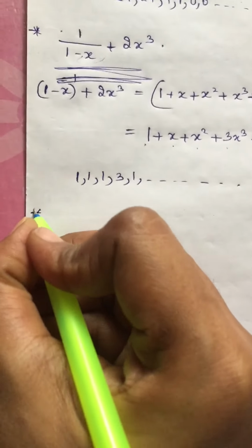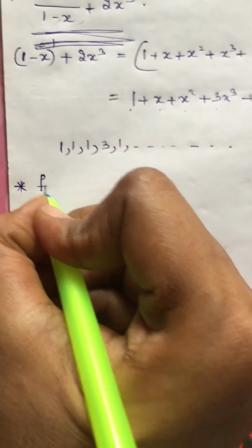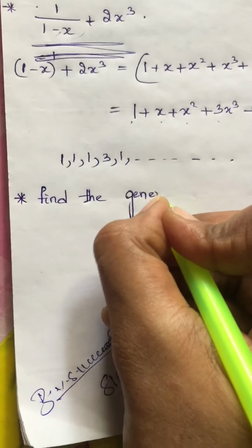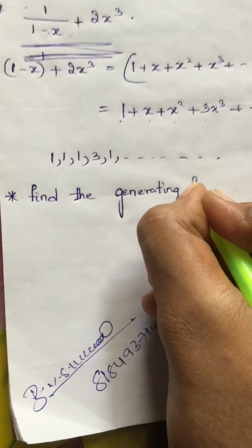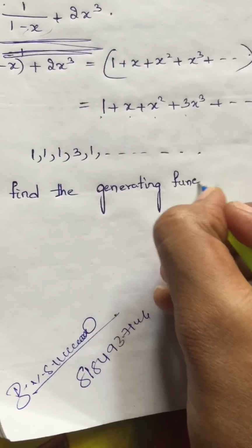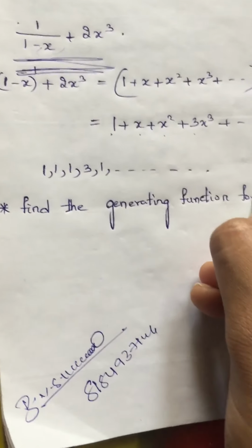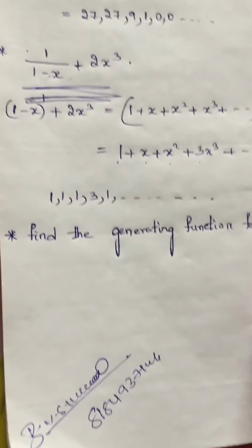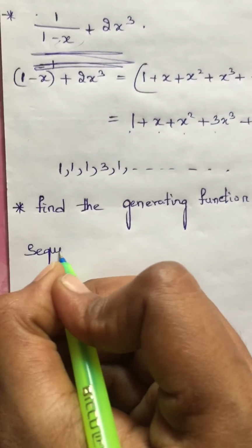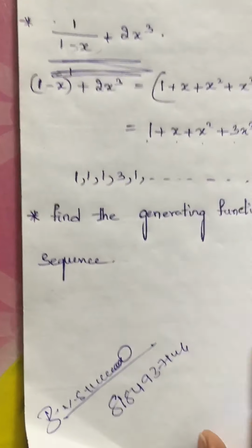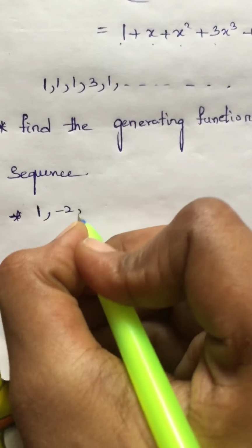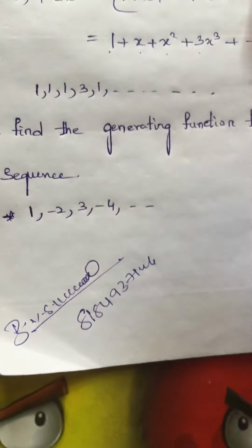Okay, next problem is to find the generating function for the following sequence. The given values are 1, minus 2, 3, minus 4, and so on.